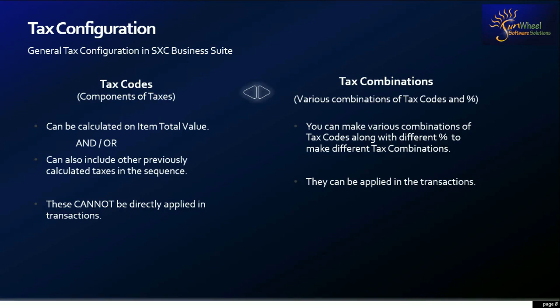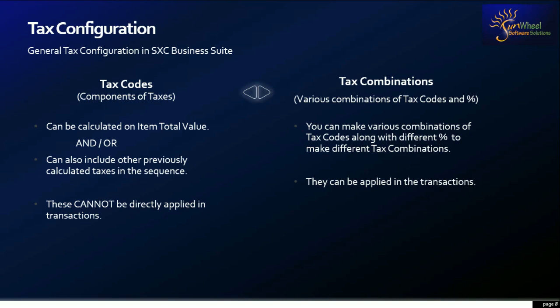Alright, so now let us look at how the taxes can be configured in SXC Business Suite for our various transaction purposes. So we have two things here. One is tax codes, which are individual components of taxes, and the other is tax combinations, which are combinations of various tax codes with different percentages.